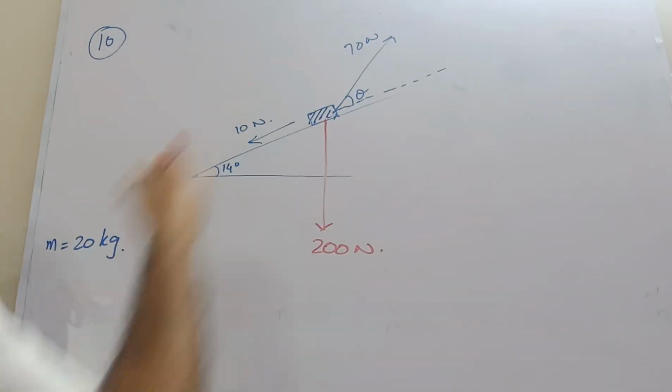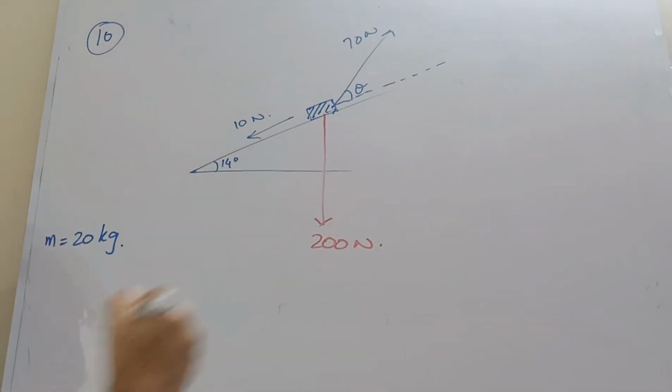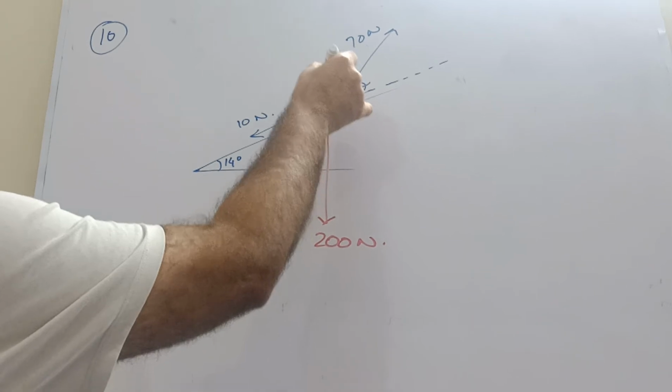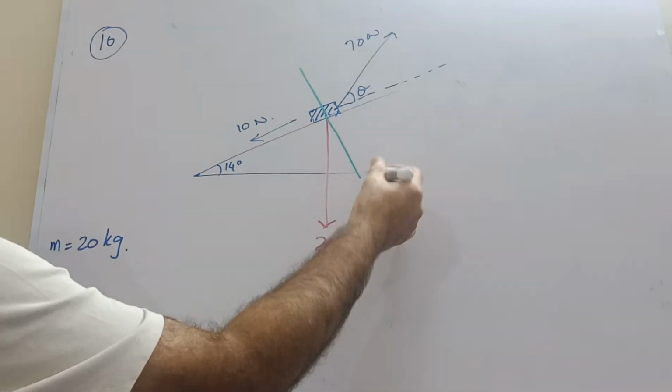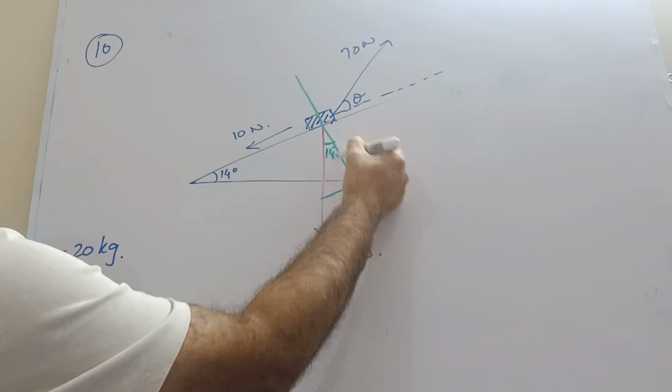Okay, and whenever you show the weight, you must resolve it parallel and perpendicular to the surface on which this is going to be sliding. This is going to be 14 degrees.